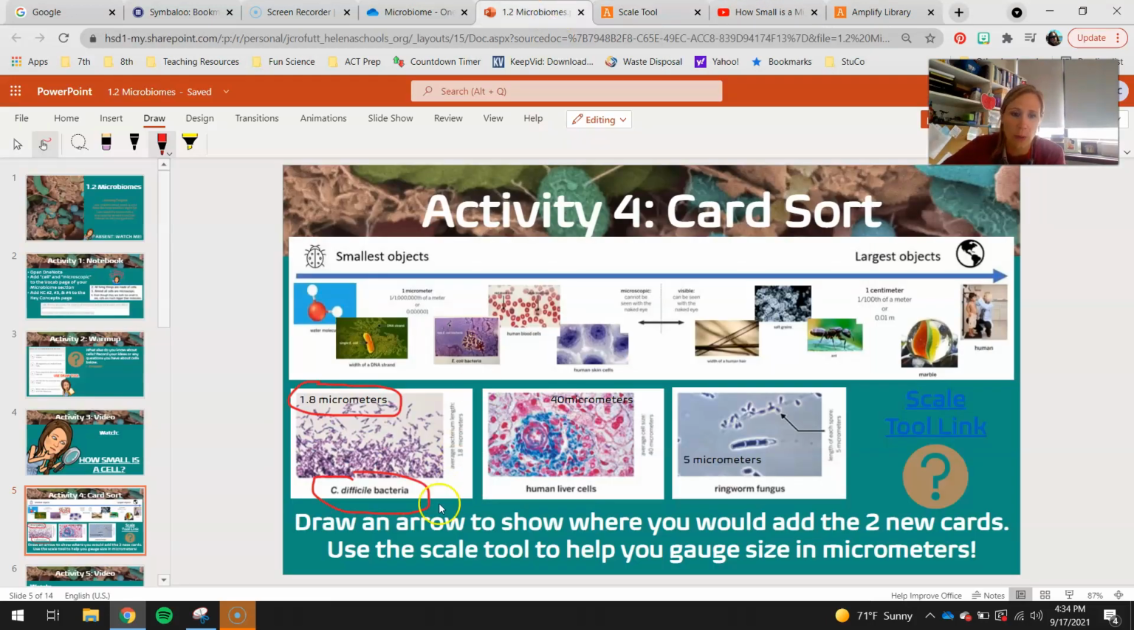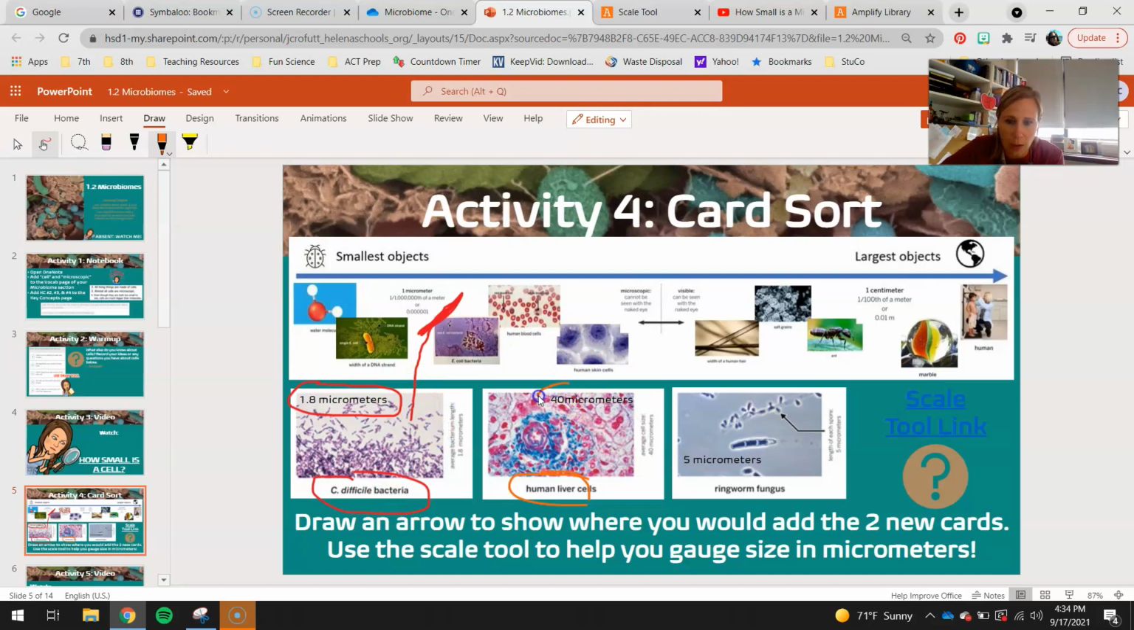Okay, so we're going to draw a line and say, all right, this is my C. difficile. It's going to go right here in between 1 micrometer and E. coli. Then I can do a different color for my human liver cells. Maybe I do orange. You guys can choose. It's up to you.